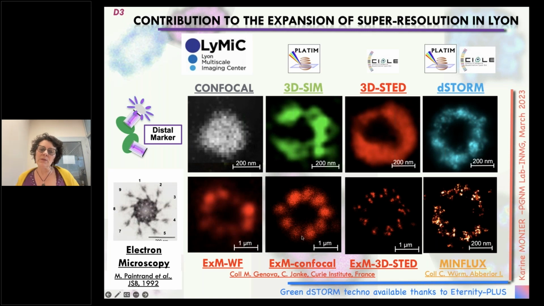And then there is also an interesting way to go, which is to do expansion. So these are the 3 images here, where you can now recognize pretty easily the 9 distal appendages that you can see already in the electron microscope picture. And you can see them already in widefield here, in confocal mode, and in 3D STED mode coupled to expansion. And you can see that those 2, expansion STED and MINFLUX, start to look quite similar.